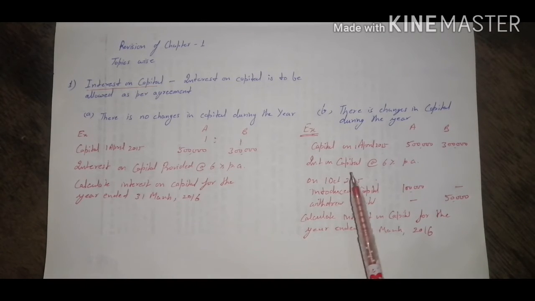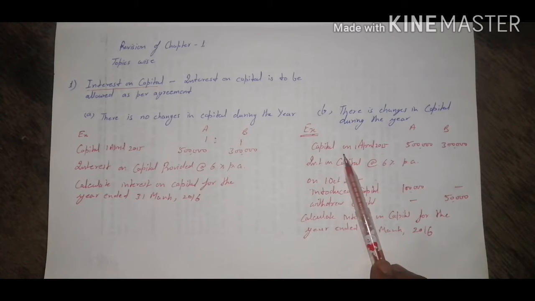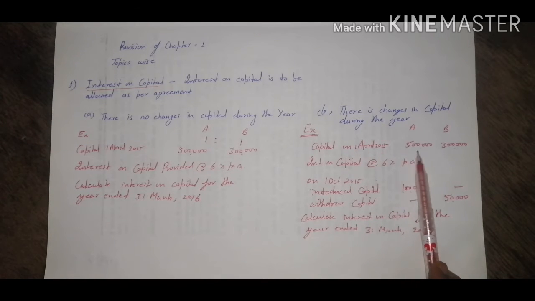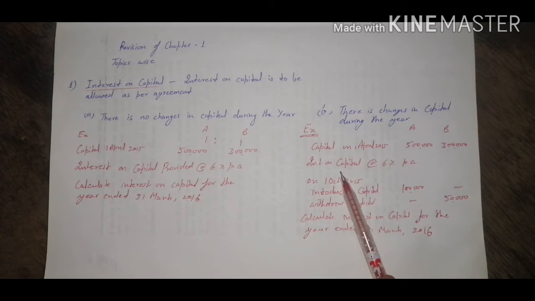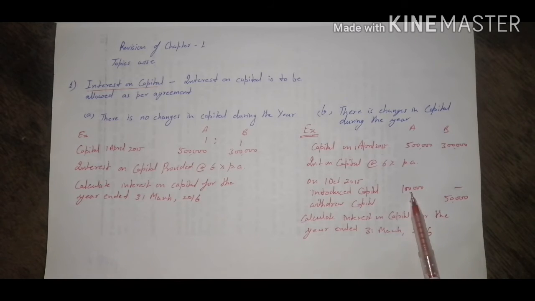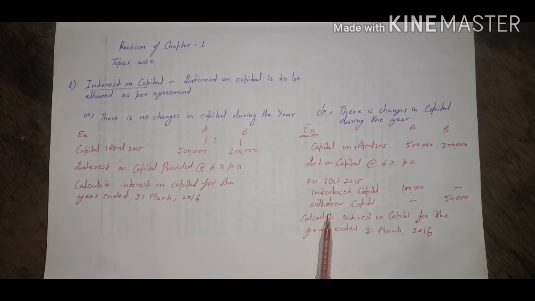No changes in capital. In the second example, capital at the beginning of the year is rupees 5 lakh and 3 lakh. Interest on capital is provided at 6% per annum. On 1st October 2015, during the year, A introduced capital rupees 1 lakh and B withdrew capital rupees 50,000. Calculate interest on capital for the year ended 31st March 2016. Now calculate interest on capital in both examples.